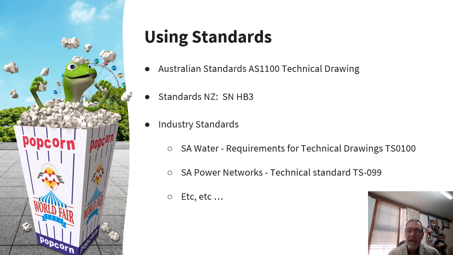And then what you'll find is, depending on your industry, who you're actually drawing for, all those sorts of things. So here in South Australia, we have SA Water, and they have a document called Requirements for Technical Drawings, TS 0100. SA Power Networks uses similar terminology for a technical standard, TS 099. And it just goes on. Almost any entity that is accepting a drawing, whether that be a CAD drawn drawing or a printed version of it or an electronic version of it, will have a standard.